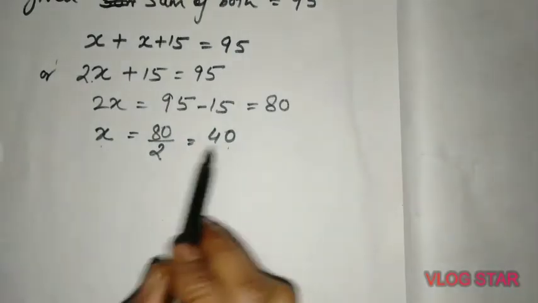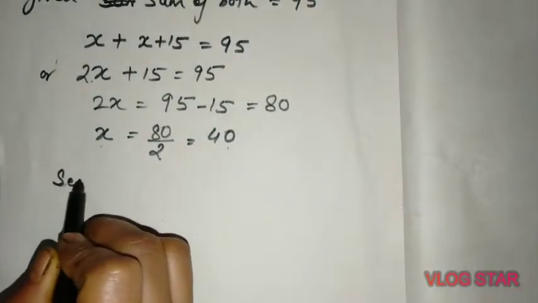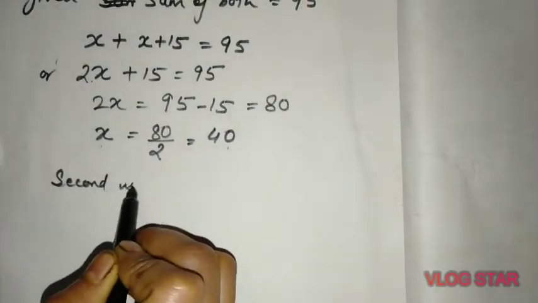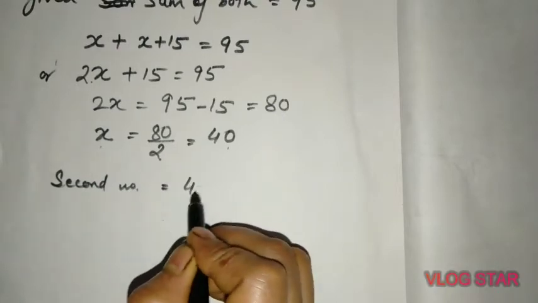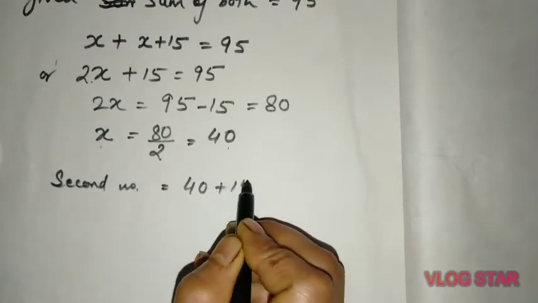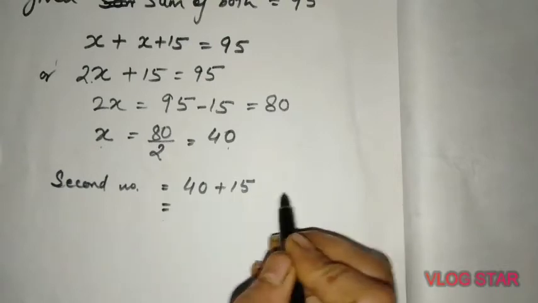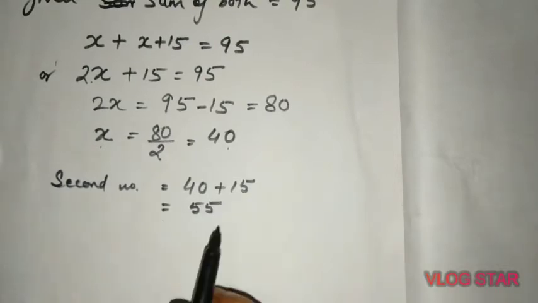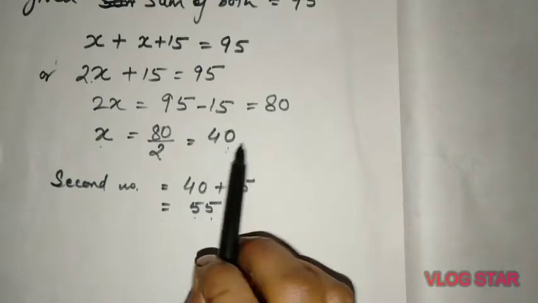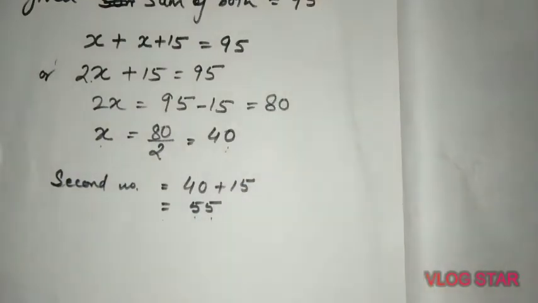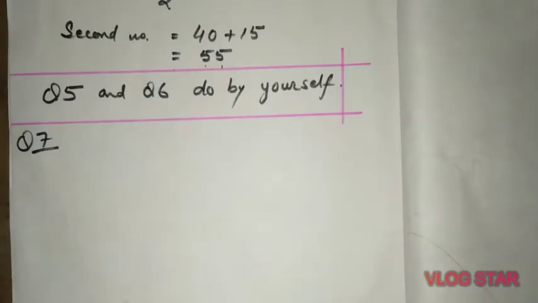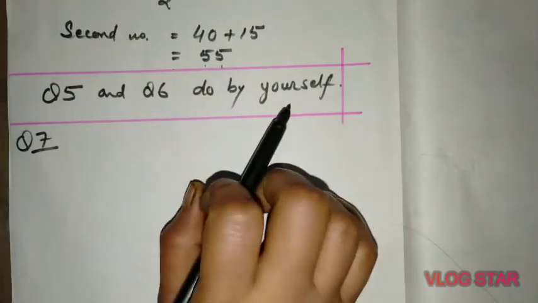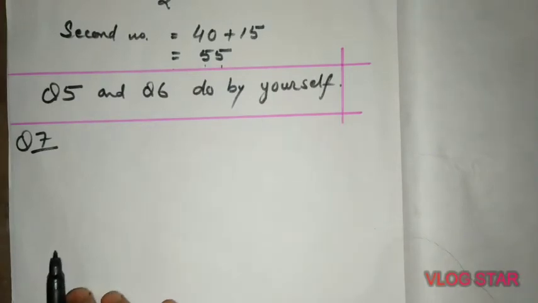So the first number is 40, then the second number is equal to 40 plus 15. 40 plus 15 is 55. Now you can check that 55 plus 40 gives a sum of 95. Question number 5th and 6th you have to do by yourself.